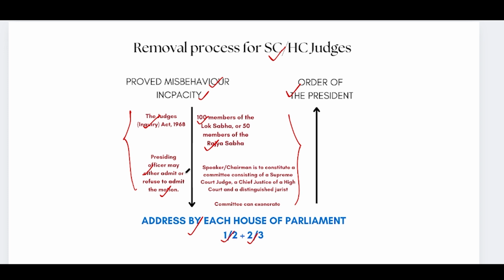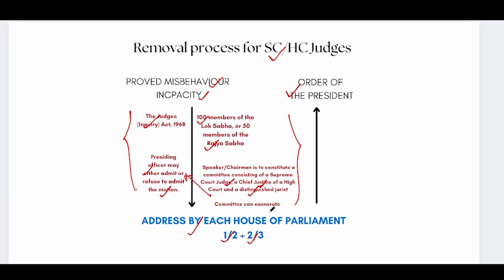However, if the presiding officer agrees that yes, there is a ground for removal and there are chances that there could be misbehavior or incapacity, then the presiding officer will constitute a committee consisting of a Supreme Court judge, a High Court Chief Justice, and a distinguished jurist. It will be the task of the committee to investigate the matter. Now, after the investigation, the committee will submit the report to the presiding officer.